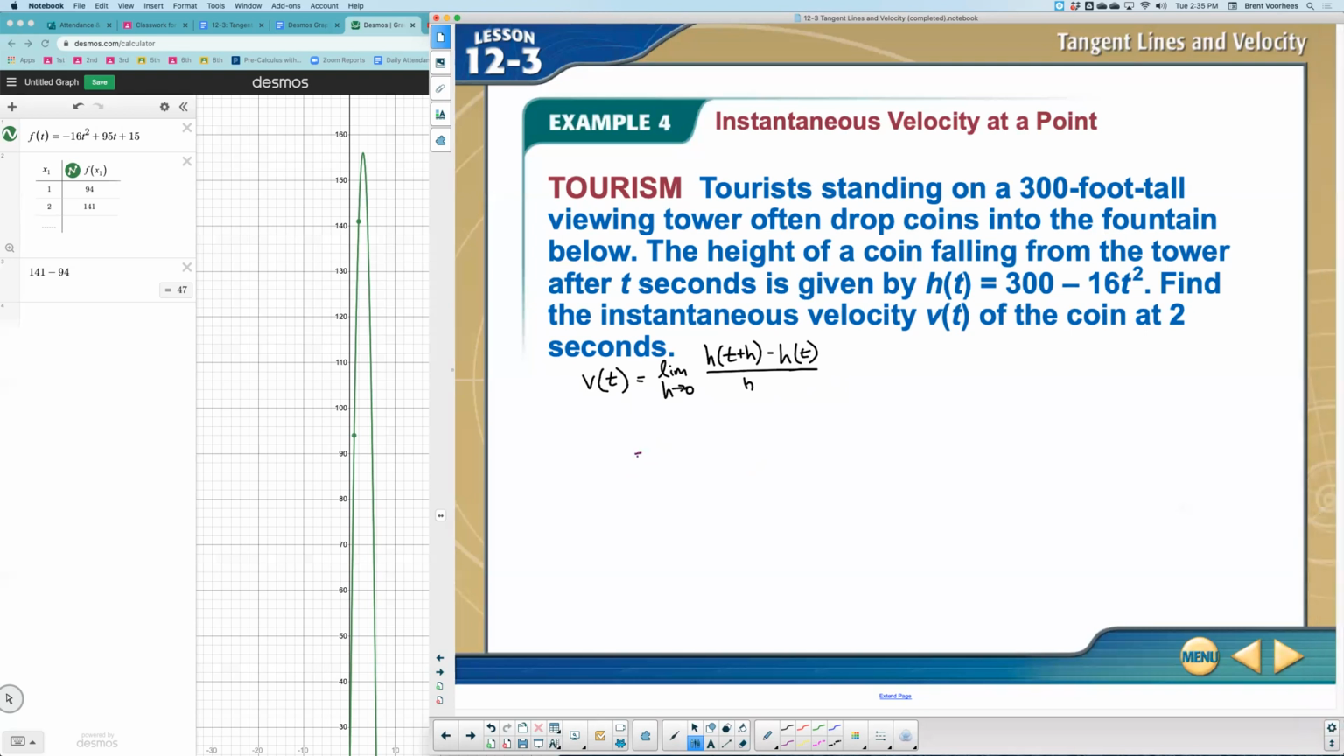So let's plug in and see what we get here. The limit as h approaches 0 of, if we plug in t plus h, we get 300 minus 16 times the quantity t plus h squared, minus, and now I'm going to use these other brackets, h of t, which should be just 300 minus 16t squared. All of this would be divided by h. Okay, so now let's go through simplifying.